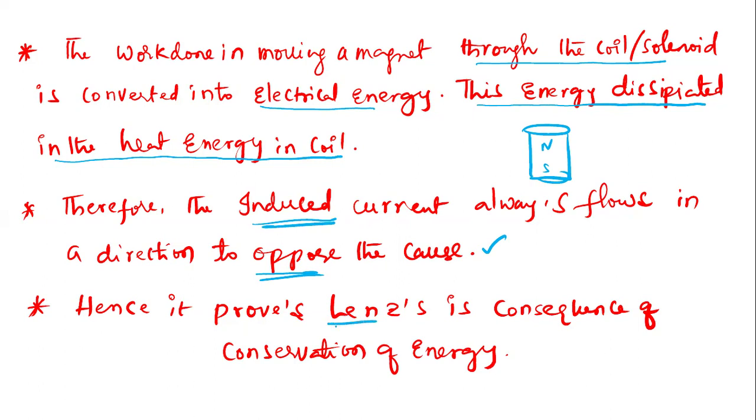Next, what is Lenz's law? The induced current or induced voltage opposes the cause. That is what we studied already. So the entire example proves that Lenz's law is a consequence of conservation of energy. Damn sure this year also this question will come, so you should be very careful with this. Shall we move on now?